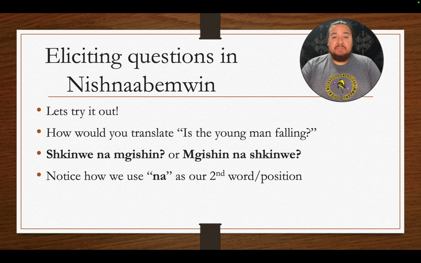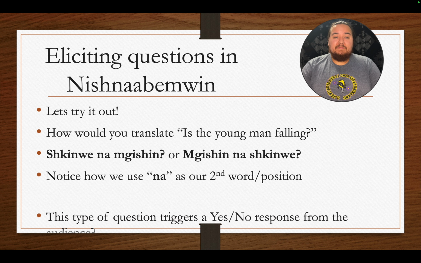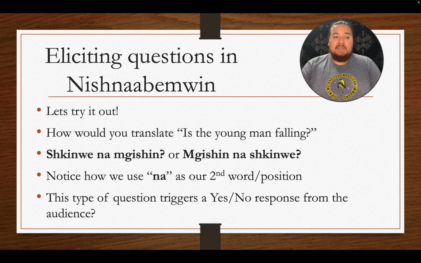So notice how we use na in second position, or second word. So this type of question triggers a yes-no answer from our audience, hence why we call it yes-no questions.